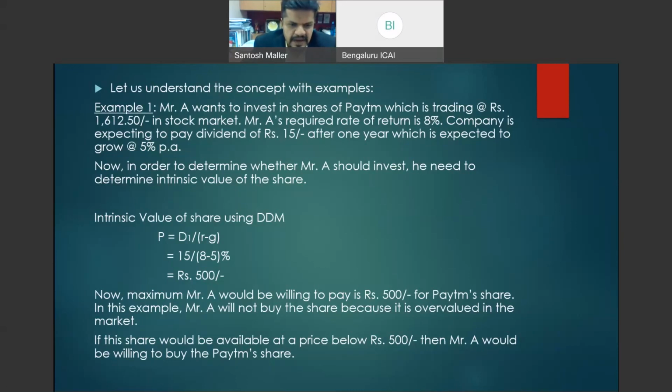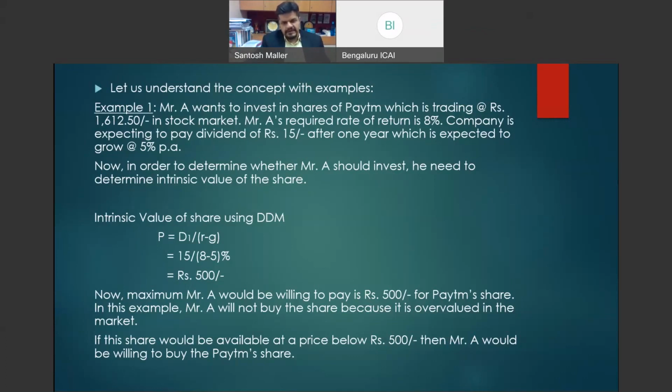In this example, Mr. A will not buy the share because it is extremely overvalued. If this share were available at a price below 500, then Mr. A would be willing to buy the Paytm share. So again, the DDM method can aid your decision making when it comes to investing in the stock market, provided you are very clear about what your required rate of return is.